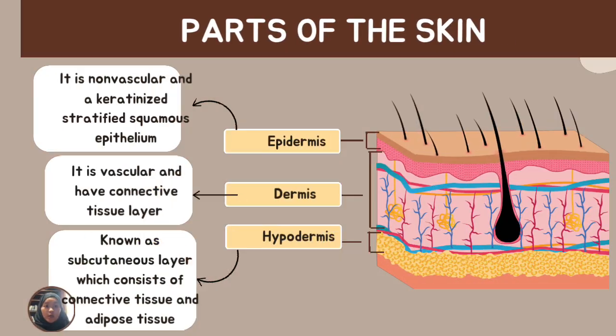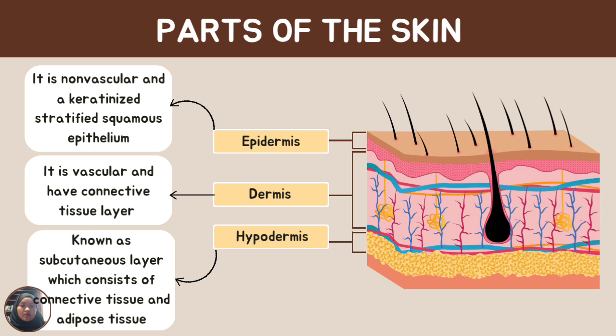Now moving on to the parts of the skin. There are three parts of the skin: epidermis, dermis, and hypodermis. Let's talk about the epidermis first. The epidermis is a non-vascular, keratinized stratified squamous epithelium, while the dermis is a vascular connective tissue layer, and the hypodermis, also known as the subcutaneous layer, consists of connective tissues and also adipose tissues.